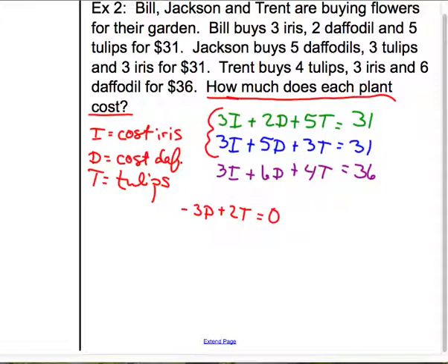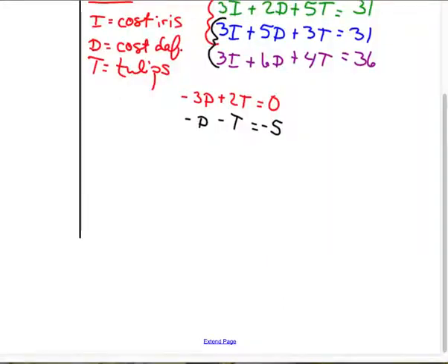So next I'm going to take a look at adding these two together or subtracting them. My i's cancel. 5d minus 6d is negative d. 3t minus 4t is negative t. 31 minus 36 is negative 5. So now in this case, with both my coefficients in the second equation being a negative 1, the d and the t would be fairly easy to eliminate.